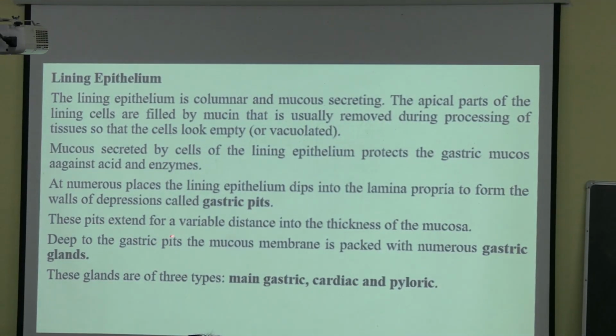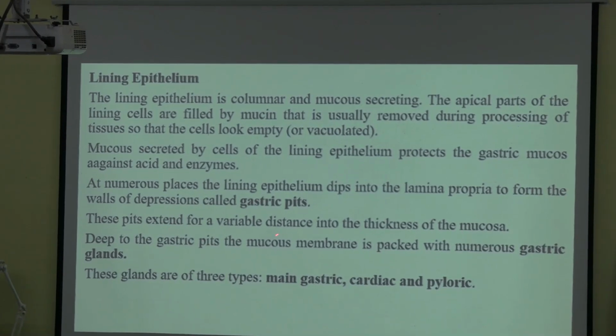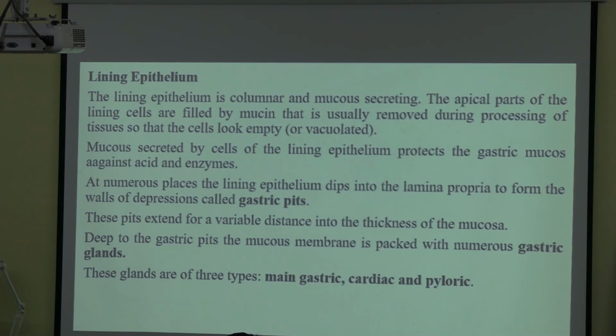Now, these pits extend a variable distance into the thickness of the mucosa. That means the thickness of the pits, or the extent of the pit, is not equal. Okay, it is variable. Now, deep to the gastric pits, the mucous membrane is packed with numerous gastric glands.